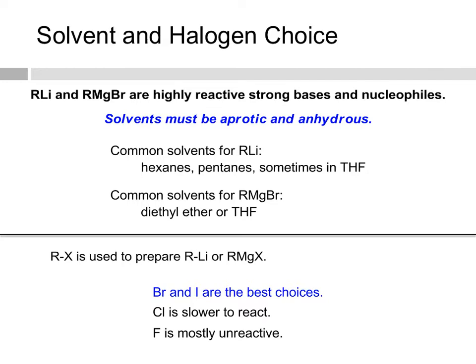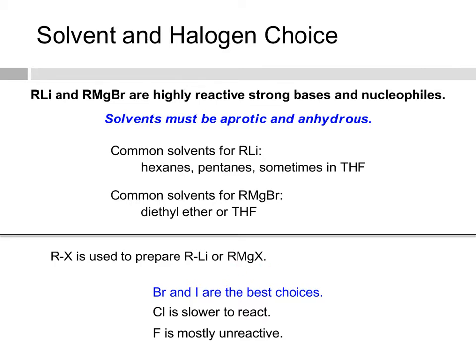Some of the common solvents for organolithium reagents are hexanes and pentanes, and this is usually because you prepare them in these solvents, and then you can also do the reaction in THF. The common solvents for Grignard reagents are the solvents that they're usually prepared in, which is diethyl ether or THF. The reason diethyl ether or THF or other ether solvents are used is because they can stabilize the organometallic reagent by forming a complex.